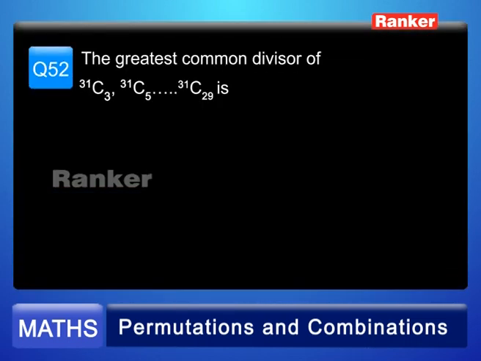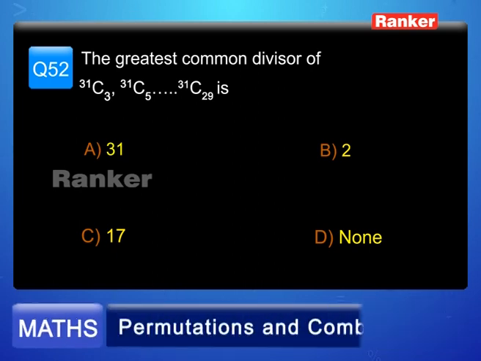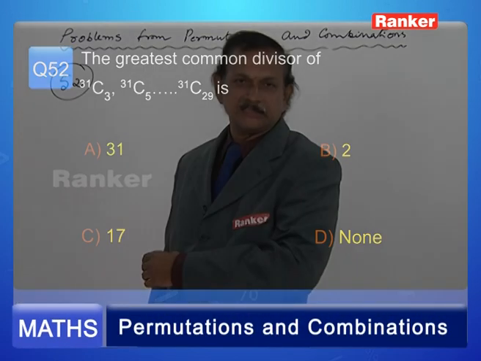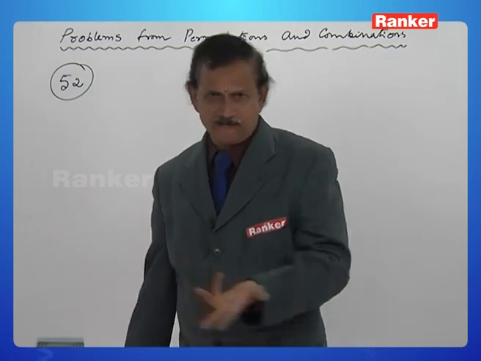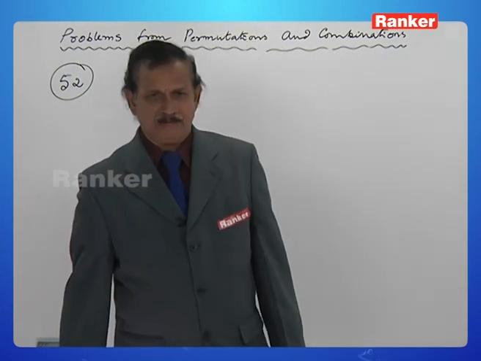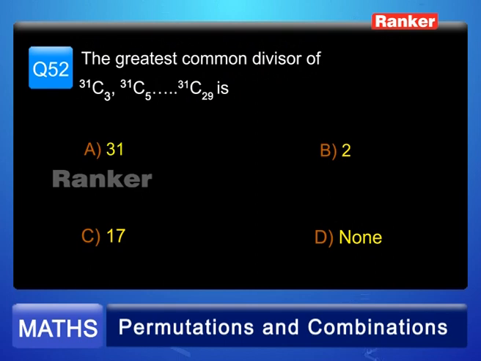The next question is question number 52. What is the greatest common divisor of 31C3, 31C5, 31C6, etc., etc., 31C29? We want to have the greatest common divisor or the highest common factor, whatever you say. The first option is 31, second option is 2, third option is 17, and the fourth option is none.